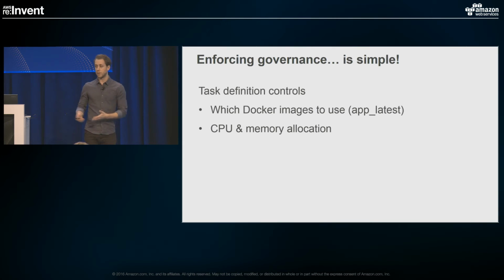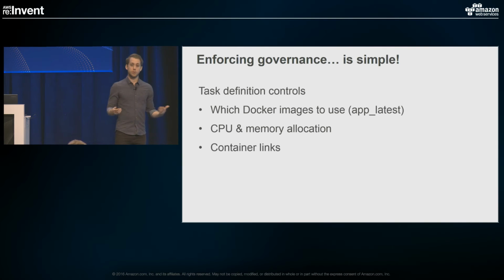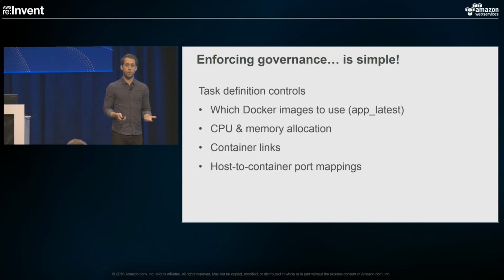You can also, as Henrik mentioned, control the CPU and memory limits that the container is going to use. You can control those container links to each other, so which containers can communicate with one another. And also port mappings. This is really important because by default, if you leave the port mappings in the task definition blank, that means all those images you're deploying, those running containers, have no access to the underlying instance ports, which means they can't communicate with the outside world.